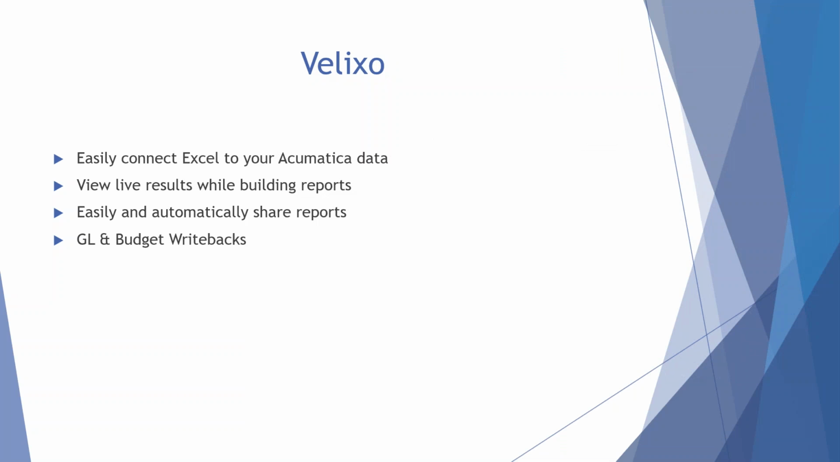And also it gives you a couple other options as far as GL writeback, meaning you can do journal entries in the template that's provided and hit a button. It'll upload your journal entries for you. And it also works that way with your budget writeback. So you can be working on your budget inside of Excel, and as long as it's in the right format, it can write back for you.